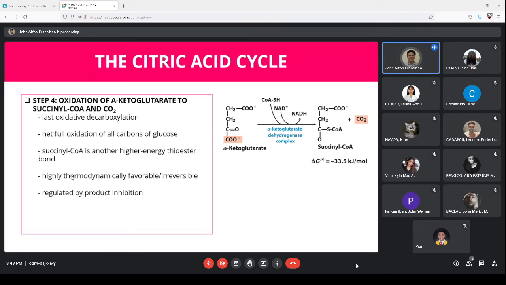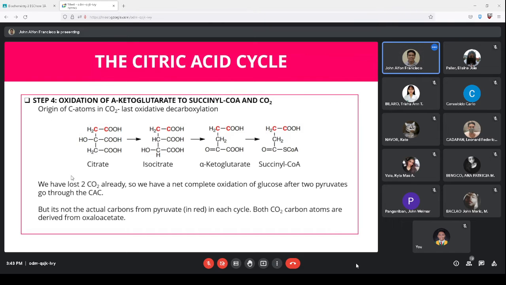Okay? So doon lang naman tayo usually nagkakaroon ng regulation of reaction dun sa mga highly favorable reactions. Okay? So this is just a recap kung ano nangyari doon sa ating pyruvate kanina, which turns out to be acetyl-CoA. So yung origin ng carbon atoms within the production of the carbon dioxide ay hindi nanggagaling dun sa ating two pyruvates. It came from the carbon atoms of the oxaloacetate. Okay? Ayan, yung dalawang carbon natin na yan comes from the oxaloacetate.